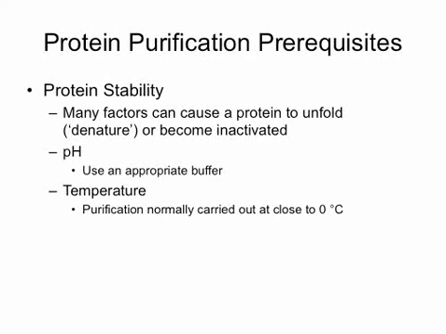Another thing that can cause proteins to unfold is temperature. Higher temperatures can cause proteins to unravel, to unfold. So often, if we're carrying out a purification, particularly if we know that the protein that we're trying to isolate is susceptible to this kind of thing, we'll carry it out at very, very low temperatures. Any steps that we do, we'll carry out on ice.